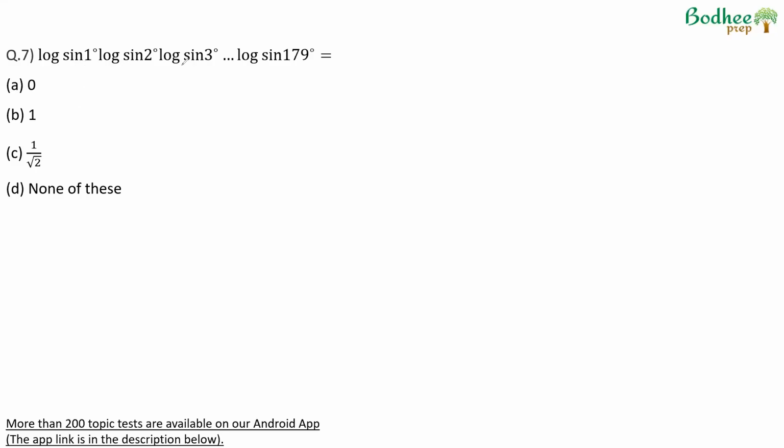Log of sin 1 into log of sin 2 and so on. Now here log terms are being multiplied, so the property of log directly cannot be used. Since it is a product, I will try to get a value of 0. Now we know that sine of 90 degree is equal to 1 and therefore log of sine 90 degree will be equal to log of 1. Log of 1 we know is 0.